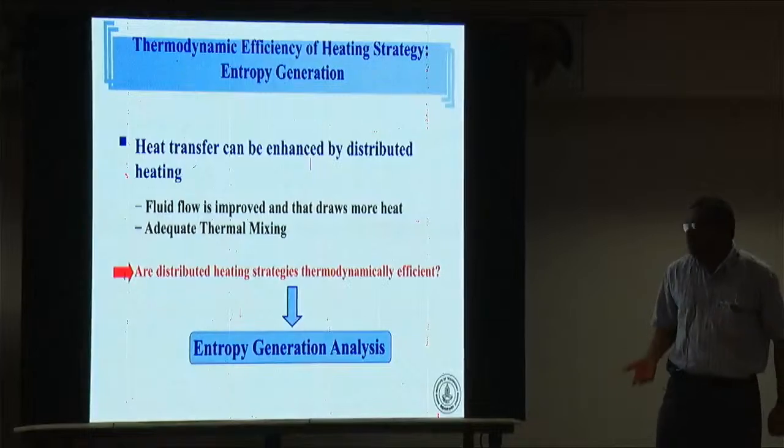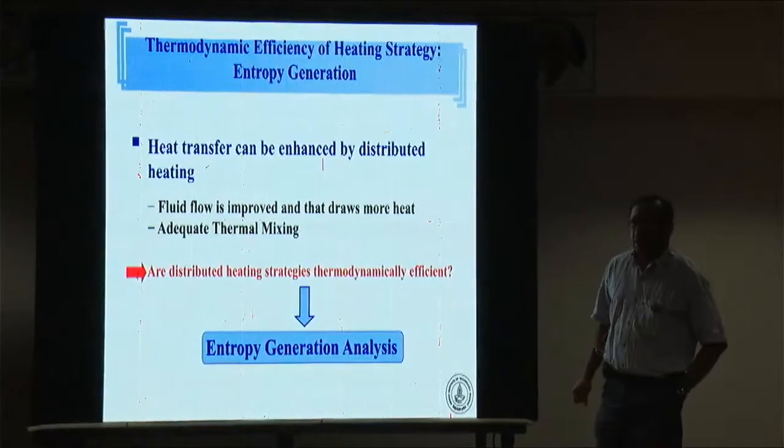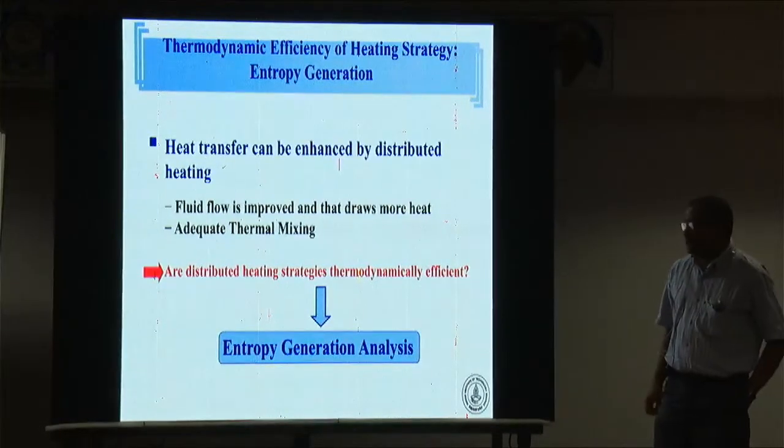So, in fact, when you have a system, you should not be losing efficiency, and that does not serve the purpose. So entropy generation says that you have to minimize entropy generation so that you can have higher efficiency.